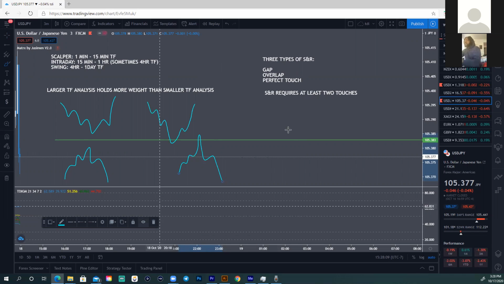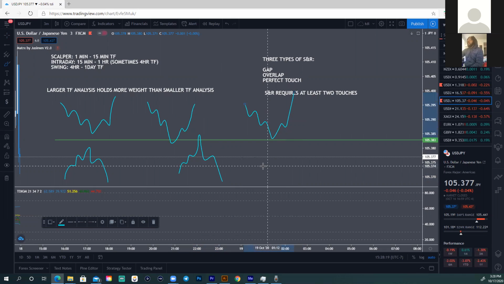The next one is the perfect touch. Downtrend, but price hits exactly where you marked your support level and will continue to the upside. Same thing for an uptrend: it came exactly where you put your price level and continued to the downside. Now, those are the 3 different types of support and resistance.